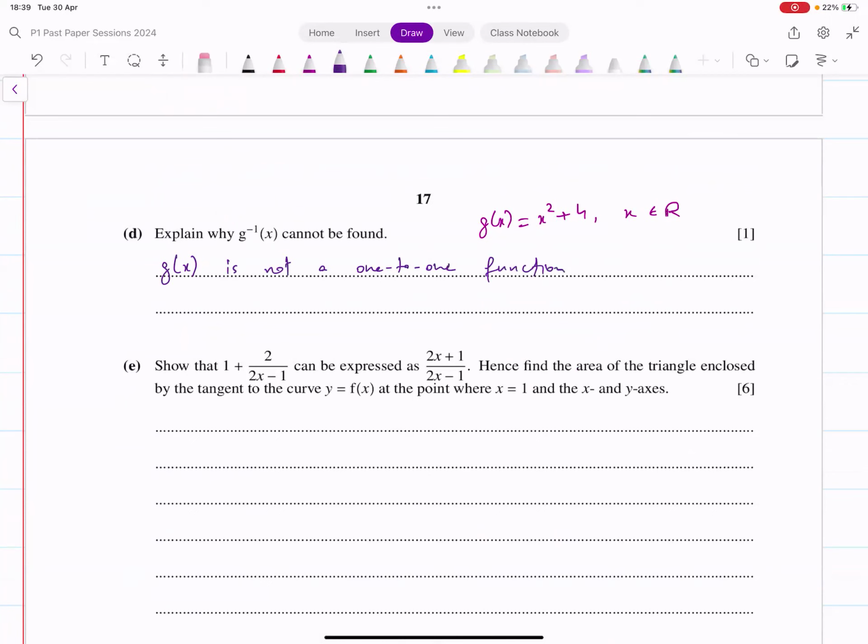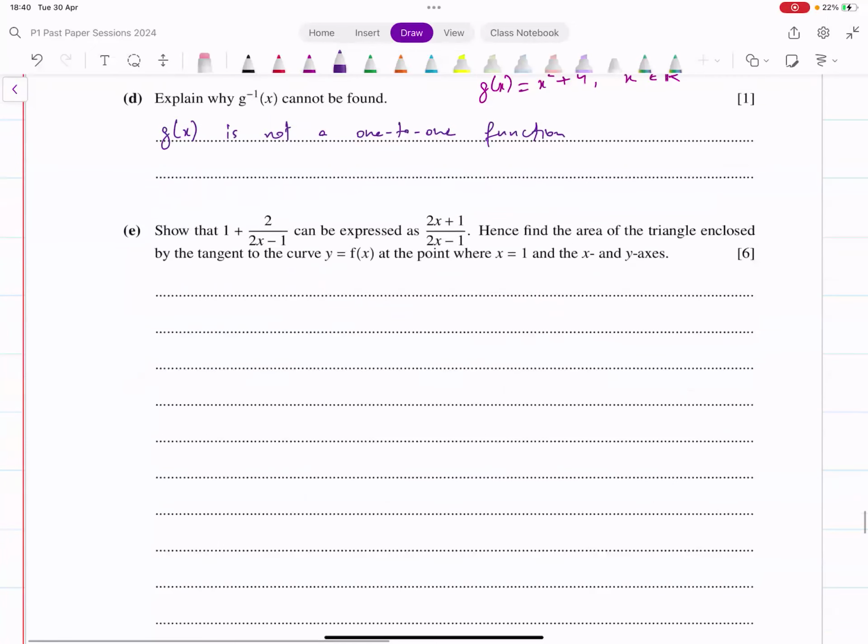Right? It's not a one-to-one function. Inverse only exists for one-to-one functions. Now it says, show that 1 plus 2 over 2x minus 1 can be expressed as this. Hence, find the area of the triangle enclosed by the tangent to the curve y equals f of x at the point where x equals 1 and the x and y axes.